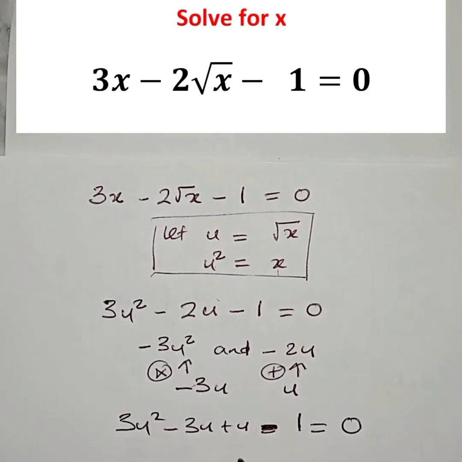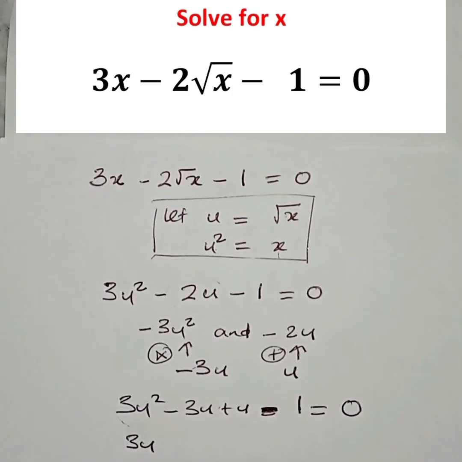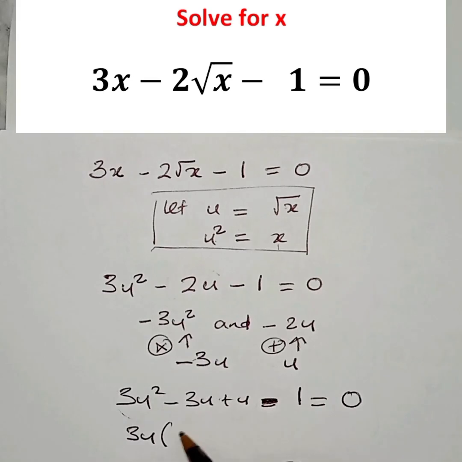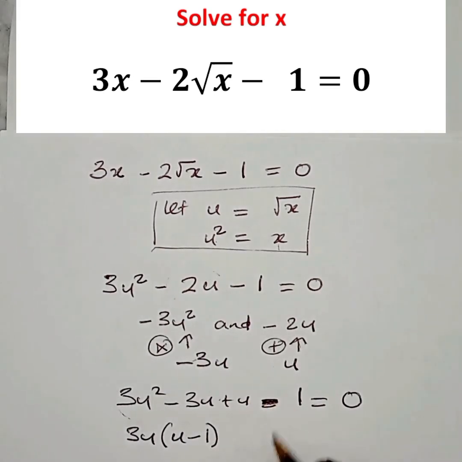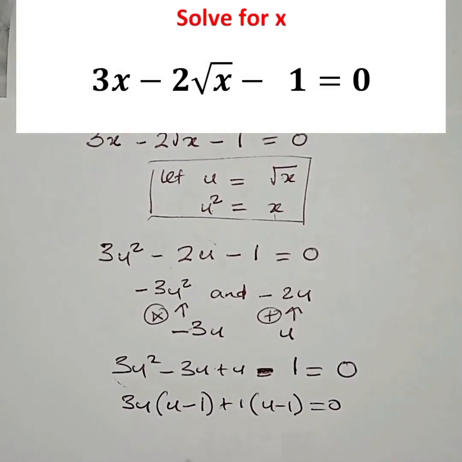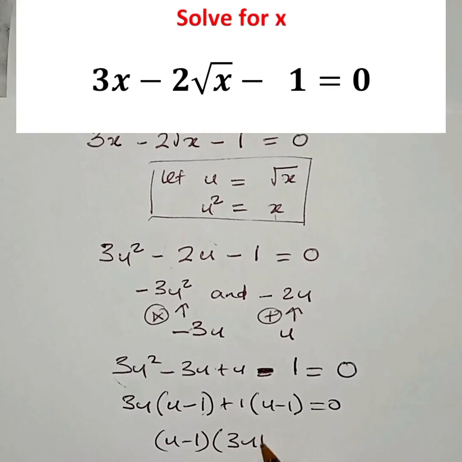Now I'm going to factorize. I'll group this and factorize. I group this and factorize. I have a common factor here, which is 3u. So I'll take that one out. Then I'll say u minus 1. Here I'll just factor out 1. Then u minus 1 is equal to 0. Then I'll factor u minus 1 at the end. Then 3u plus 1 is factorized.